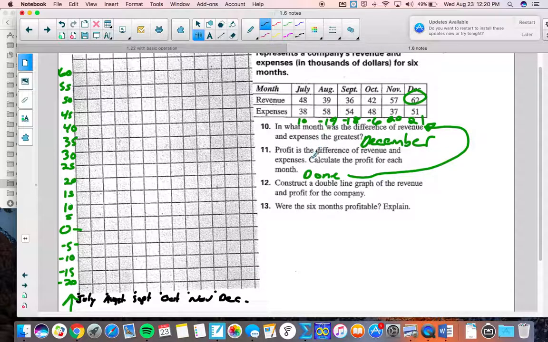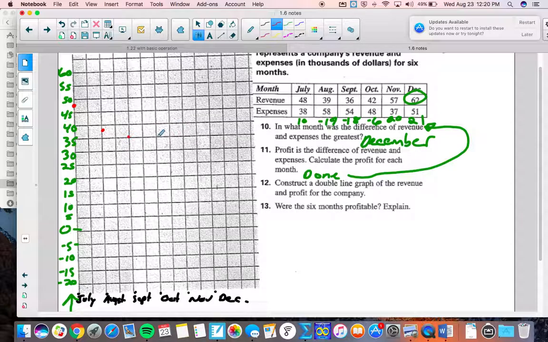All right, so a double line graph. We're going to start by making dots. Let's just do revenue to start with. Revenue's at 48. Then 39 for August. Notice that I had to separate each month by 2 squares in between.